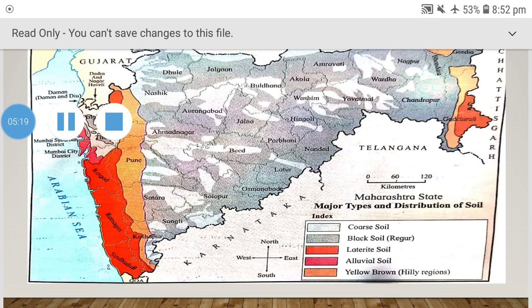Next question. In which areas is laterite soil found? Now check your index. Laterite soil. See the shade.